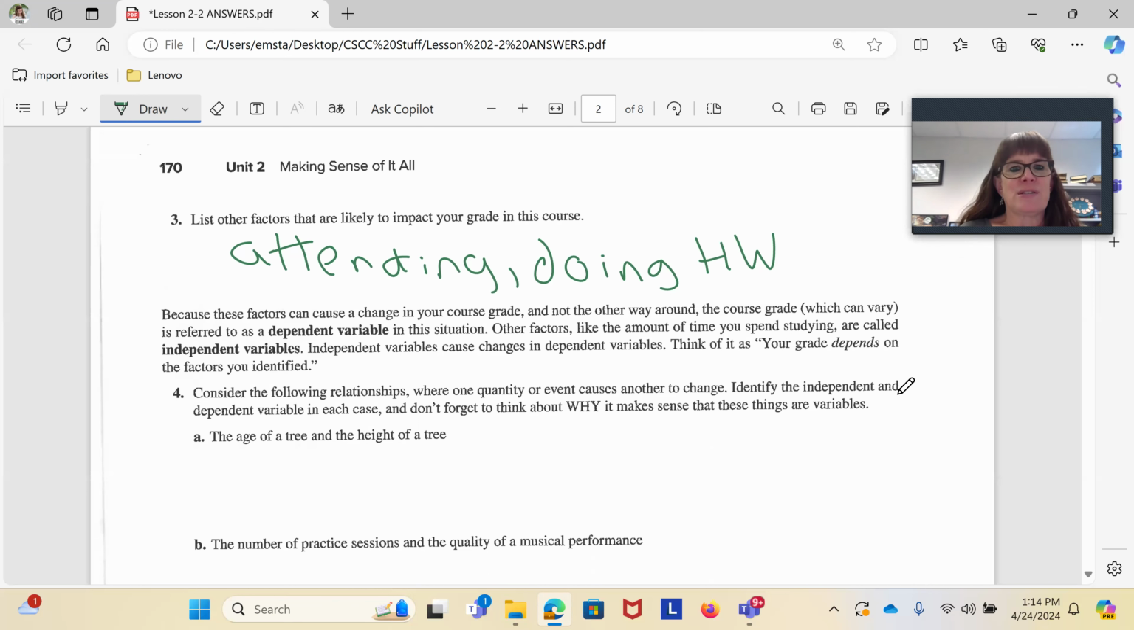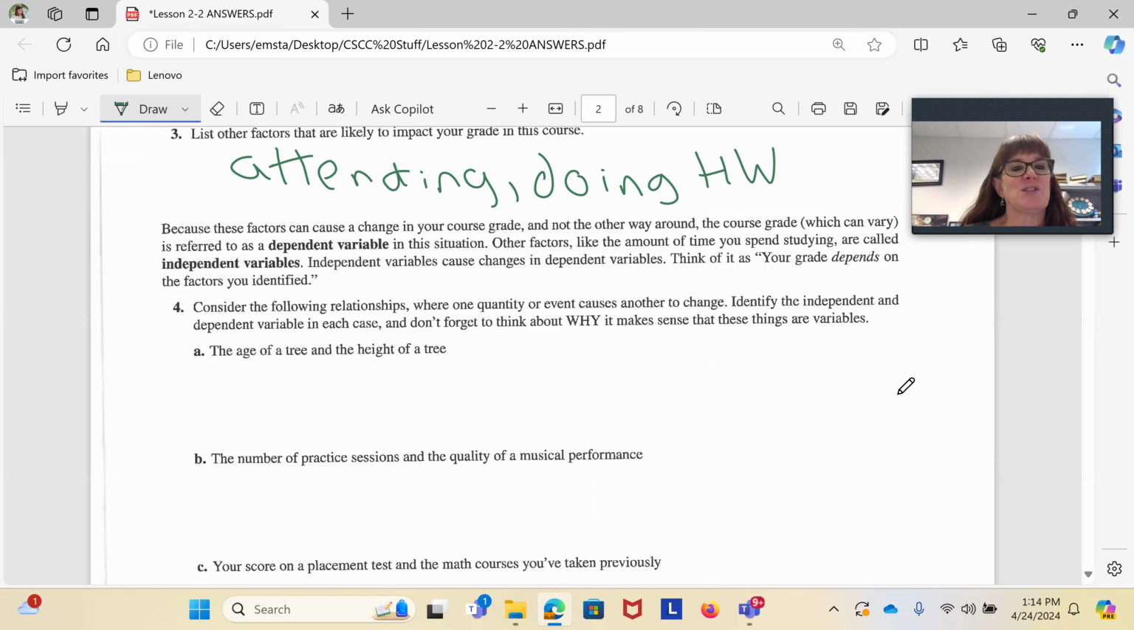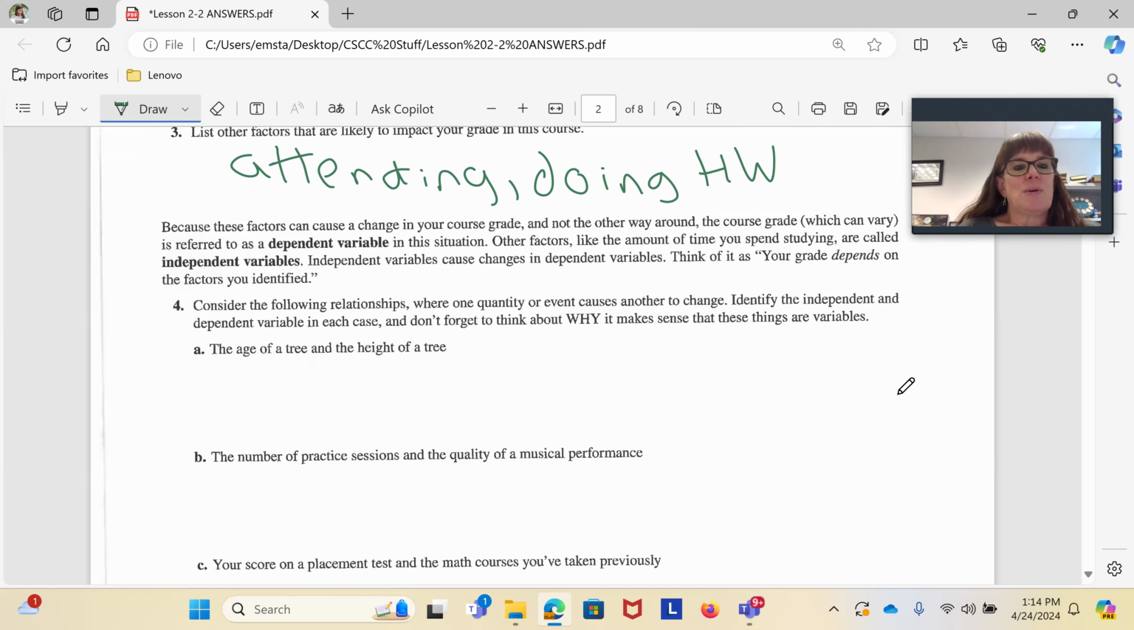So we're going to go through several examples and decide which is independent and which is dependent. So 4A says the age of a tree and the height of a tree. So the question here is, does the age of the tree depend on the height, or does the height depend on the age? So saying them out loud generally helps us. And I think it becomes very clear that the height of the tree depends on the age of the tree. So the height is the dependent, depending on the age of the tree, which is the independent.